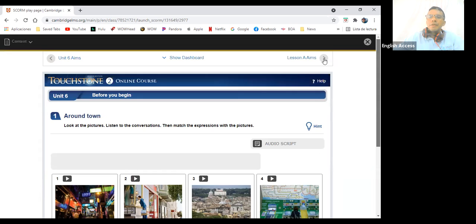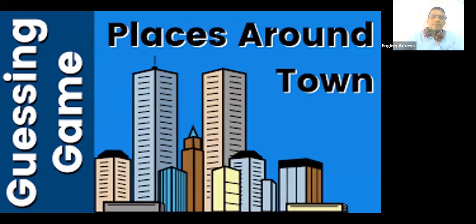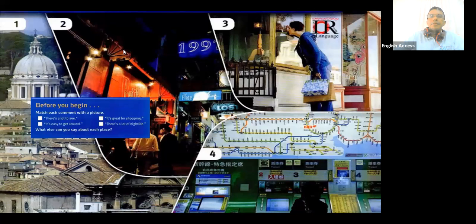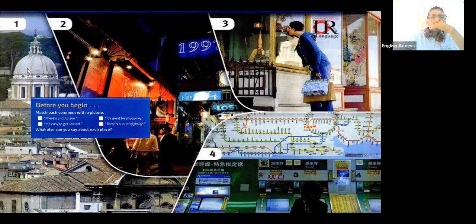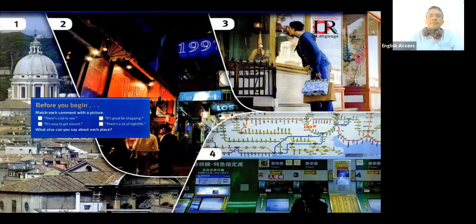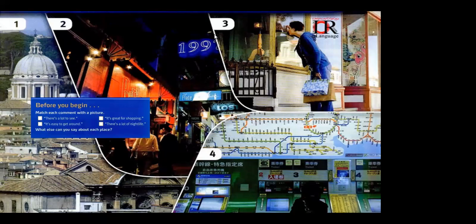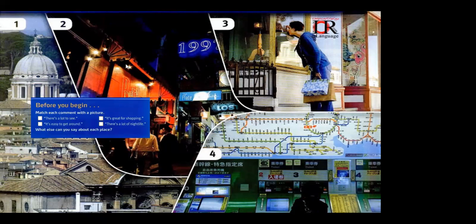Okay, that was some of the vocabulary we are going to learn. Places around town. Okay, we have some pictures here. What do you see in picture number one? A church. This looks like a church or cathedral, right? Yes. All right, what do you see in picture number two?